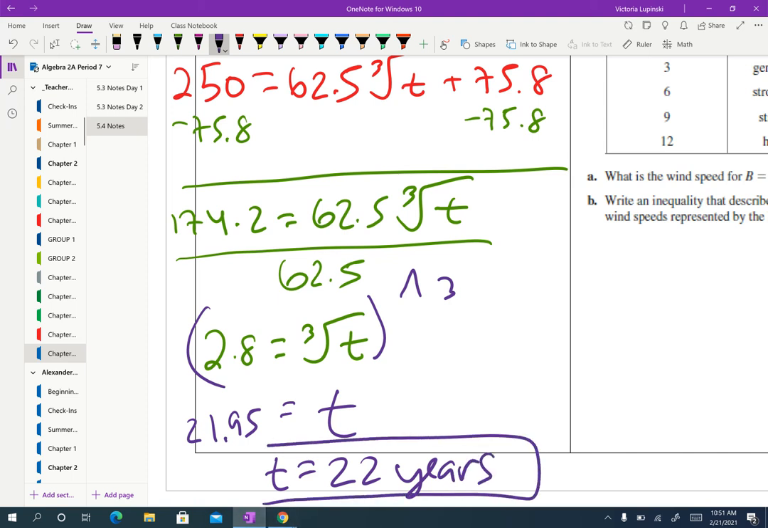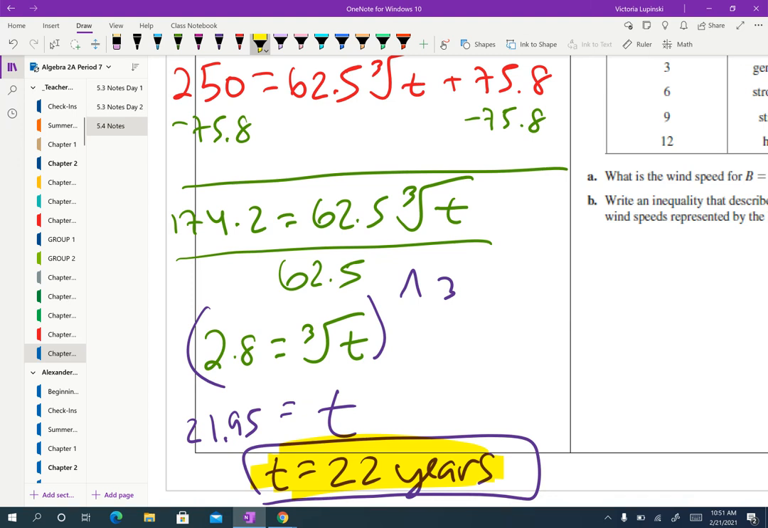When it comes to rounding, just make sure that you answer the question using any directions that it says. In this case, it doesn't say, but if we're talking about age, it kind of makes sense to round to the nearest year. So an elephant that has a shoulder height of 250 centimeters is approximately 22 years old. So learn something new every day.